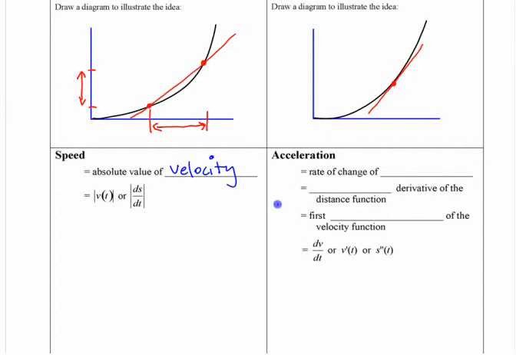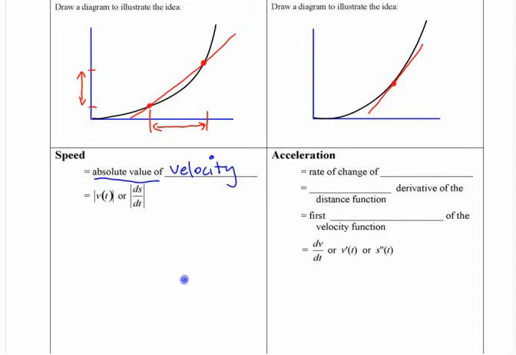The words speed and velocity often get used interchangeably, but in physics they say one's a vector, one's a scalar, or one you don't care about the direction and one you do. In mathematical terms, you can say that speed is the absolute value of velocity.